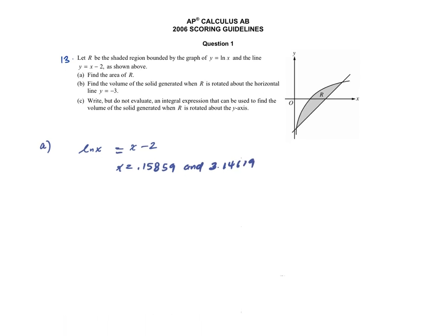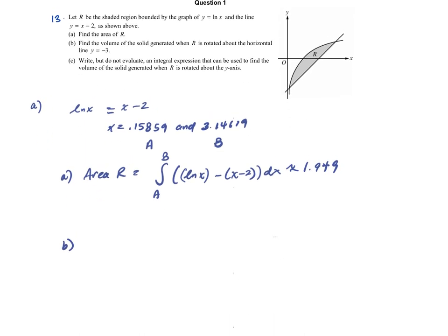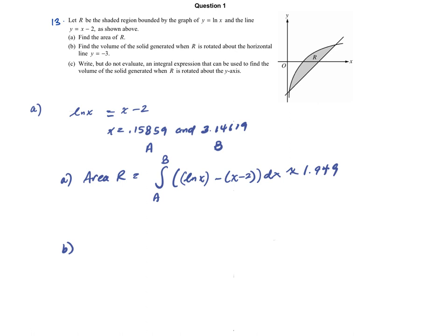They want the area of R. So I'm going to call this A and call this B. Okay, so the area of R is going to be from A to B, and then the upper curve minus the lower curve. So we have the integral of ln of x minus (x minus 2) dx. And we're going to get 1.949 for that.